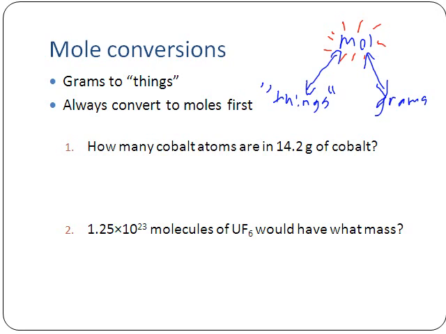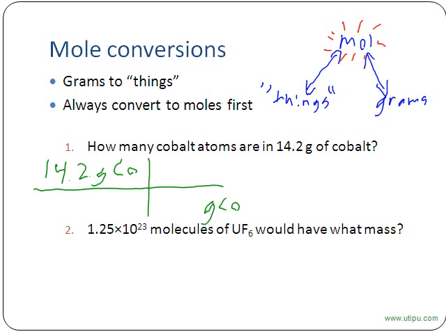And so if our question is how many cobalt atoms are in 14.2 grams of cobalt, then we start off with the number we're given, 14.2 grams of cobalt. Set up our table. We want to cancel grams cobalt. Then we want to go to what first? We want to go to moles first. So we put moles cobalt on top. At this point we say grams to moles. What do you use to convert between those two?